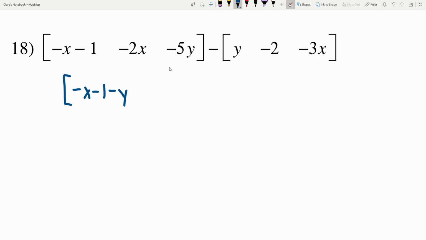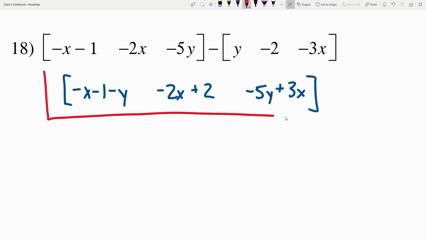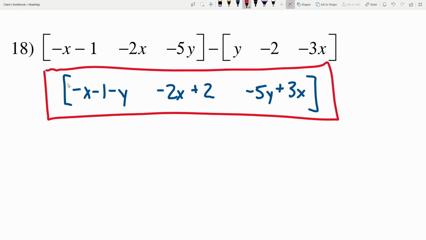Then for our first row, second column, we'll have negative 2x minus negative 2. So negative 2x minus a negative 2 is plus a positive 2. Minus a negative, plus a positive. And then lastly, negative 5y minus a negative 3x will be the same as negative 5y plus a positive 3x. And that's my solution, a 1 by 3: negative x minus 1 minus y, negative 2x plus 2, and negative 5y plus 3x. Let's move on to number 19.